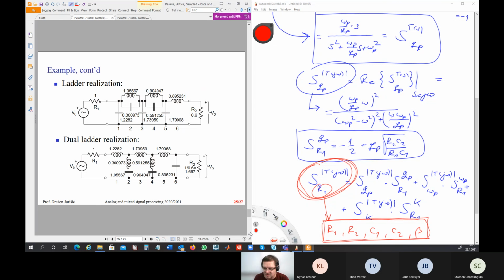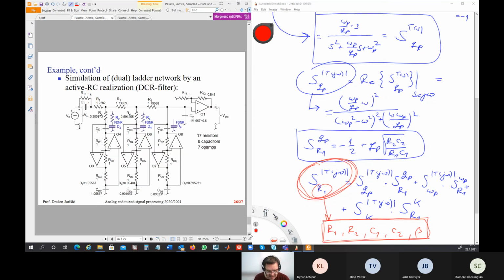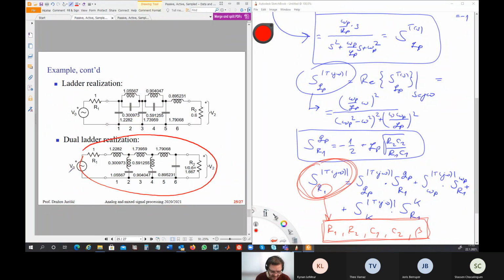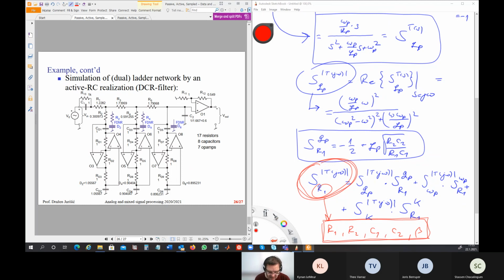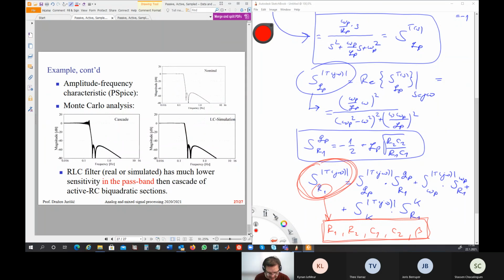Now we'll see very soon what the difference is, because now we know sensitivity. Here is the simulation of this ladder. This ladder can be simulated by many op-amps, for example, 7 op-amps, and then more resistors and capacitors. This is called a DCR filter, but it's not so important here. You just notice that it has zeros here. Okay. And here finally we see the amplitude frequency response of both realizations.